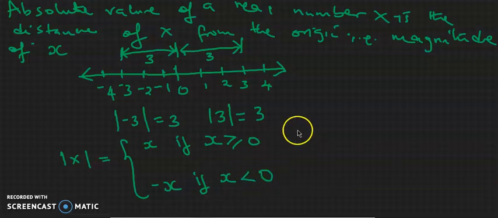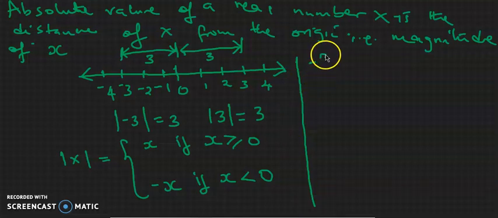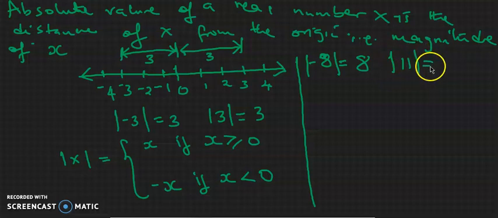So if you want to find, for example, the absolute value of negative 8, that's the distance from negative 8 to the origin, which is 8. The absolute value of 11, how far is 11 from the origin? It's 11 units. The absolute value of negative 11 is 11.